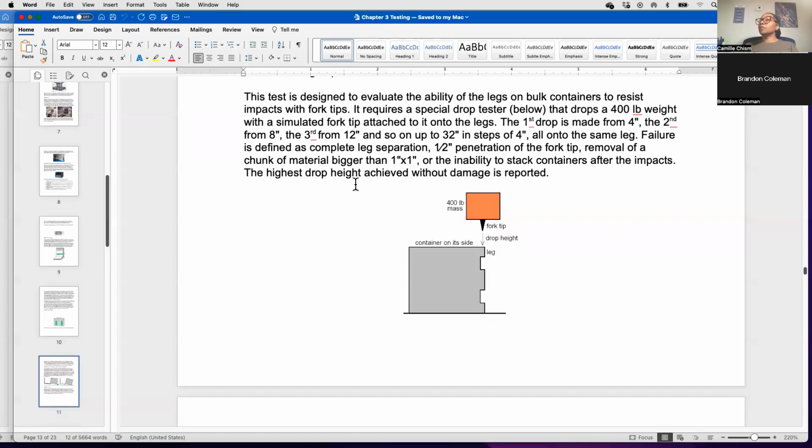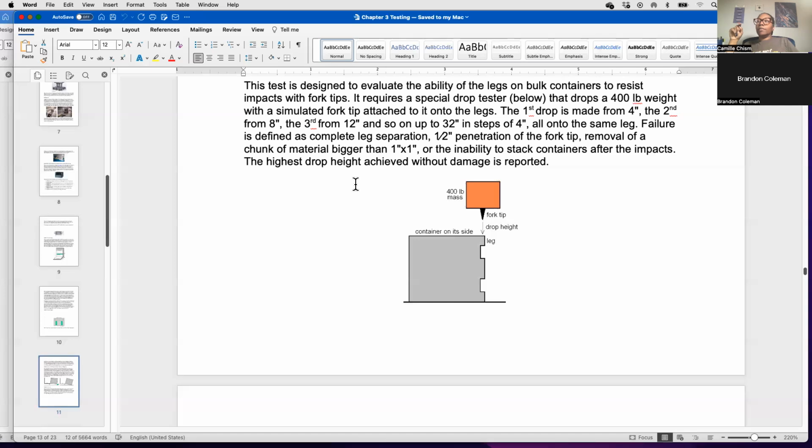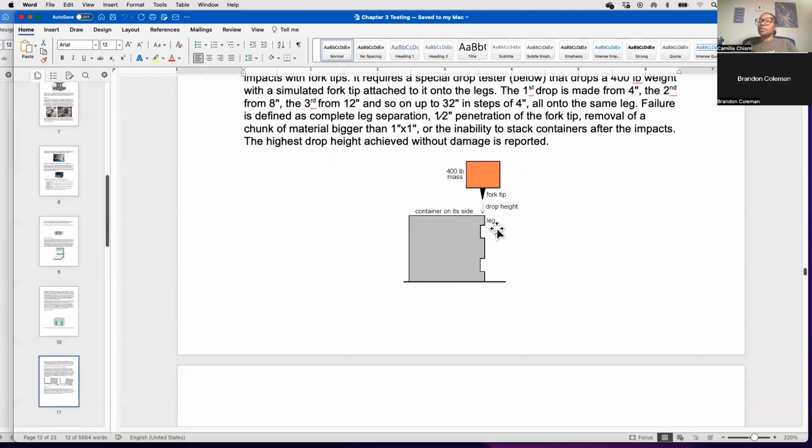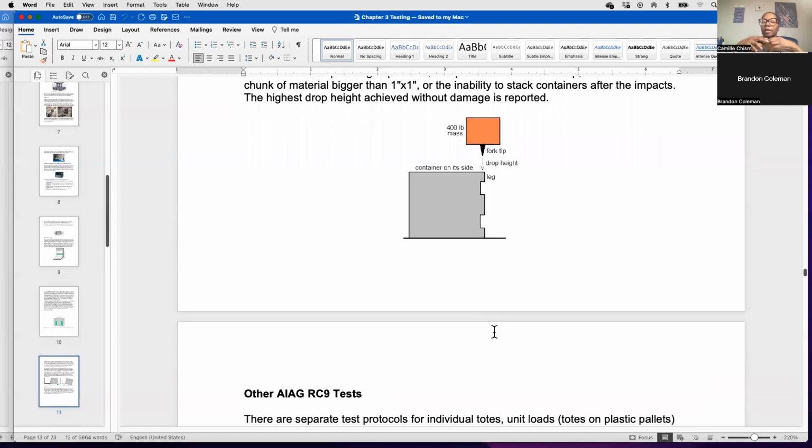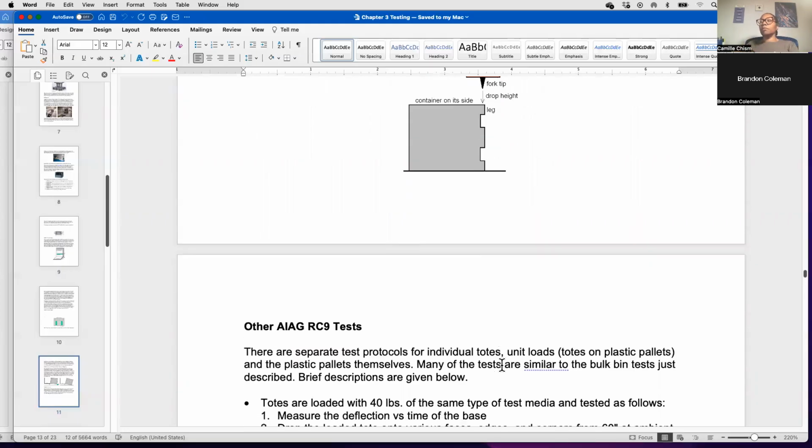And again, you are looking for the drop height where this happened, and where you didn't have any damage. So again, as you see, this container is on its side, and this tip is basically simulating the fork truck. The reason it's on its side is because it's easier to keep it still, and you can repeat that impact over and over again. Whereas if you took a fork and tried to hit it over and over again, you'd get a variation. It wouldn't necessarily be as repeatable.